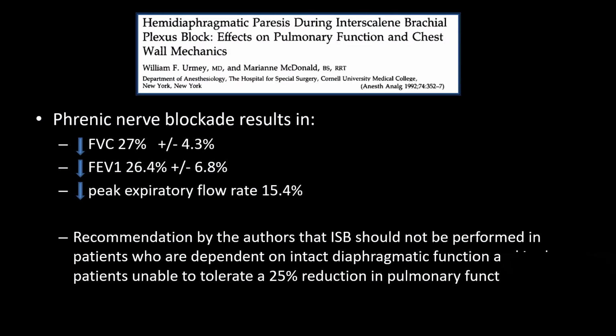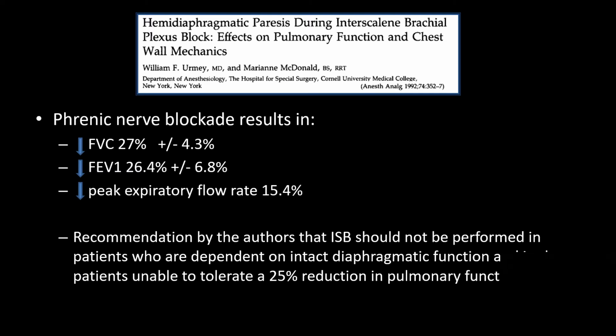So what happens if you block the phrenic nerve? A 1992 paper by Urmey et al., published in Anesthesia and Analgesia, showed that phrenic nerve blockade results in a reduction of FVC by 27%, a reduction in FEV1 by 26.4%, and a reduction in peak expiratory flow rate by 15.4%. So there is a significant reduction in the actual mechanics of the lung.